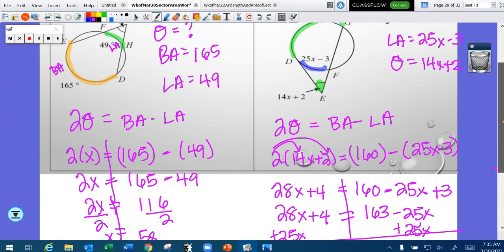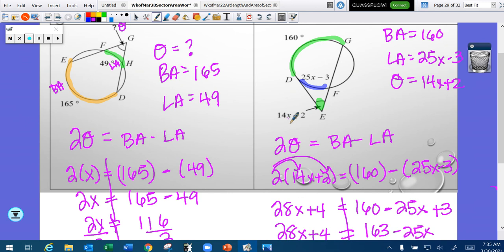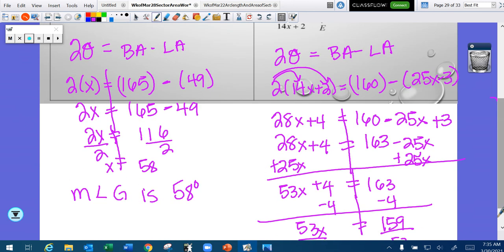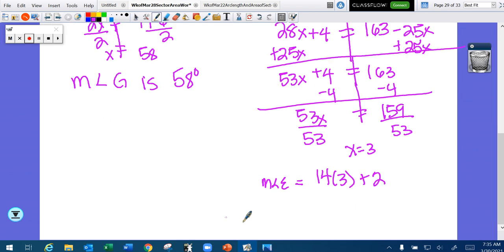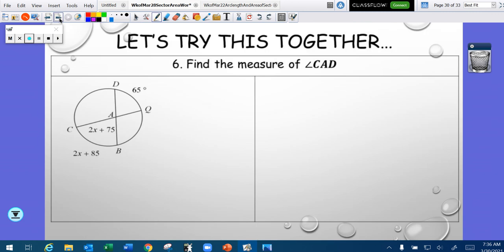Now, in order to find angle E, I have to substitute x into this equation. So we would say 14 times 3, and that was plus 2. Measure of angle E equals that. So we would say the measure of angle E is equal to, what is that, 30 plus 12 is 42 plus 2. Measure of angle E equals 44 degrees. All right, so let's go to the next one.